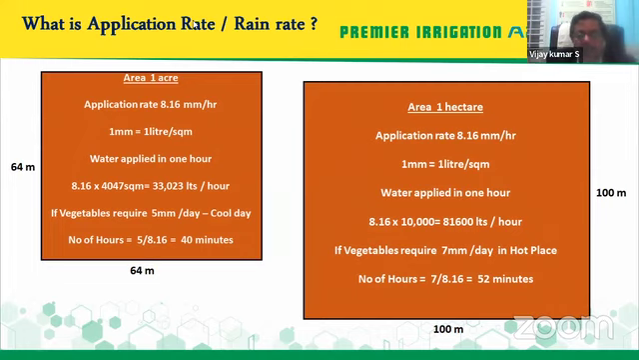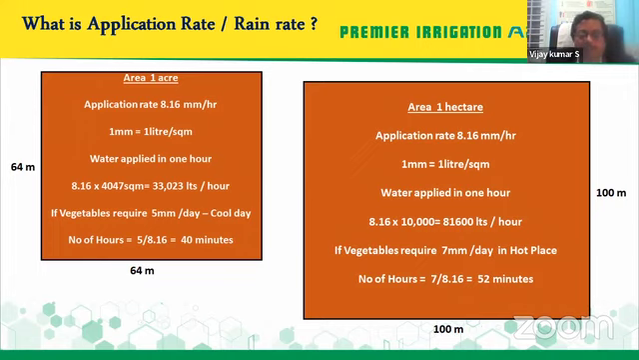Same calculation if I take 1 hectare and the same application rate of 8.16 millimeters per hour, then what will happen? What did I do? I took the same application rate. Instead of 47, I'm multiplying by the area of 10,000. So it becomes 81,600 liters per hour of water needs to be given for this particular area.